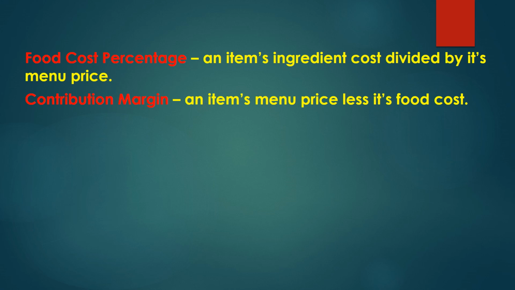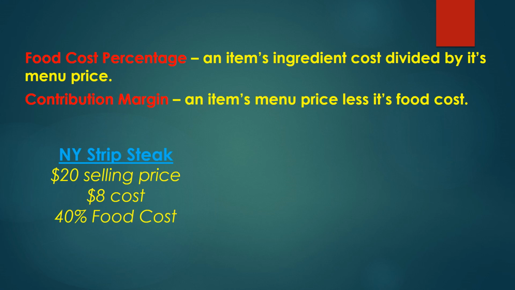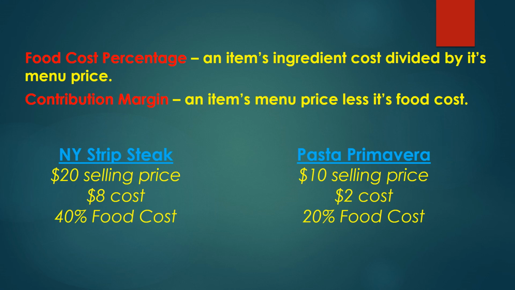So an example, this is sometimes confusing, so let me go over this again. For example, if you could sell one more item before your restaurant closed today, would it be a New York strip that you're going to sell for $20 with an $8 cost, which makes it a 40% food cost? Or would you rather sell pasta primavera, $10 selling price, only cost you $2, which gives it a 20% food cost? Would you rather sell something that has a lower food cost, 20%, or something that has a higher food cost of 40%?